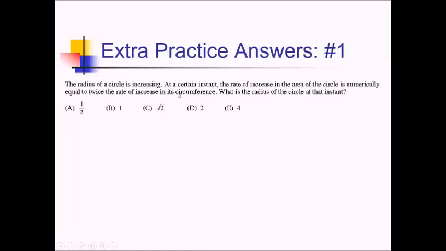For this problem, the radius of a circle is increasing, and at a certain instant, the rate of increase in the area of the circle is numerically equal to twice the rate of increase of the circumference. What's the radius of the circle at this instant?